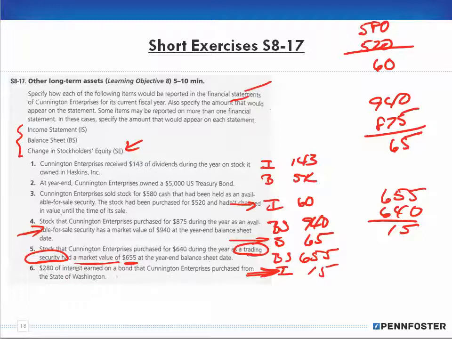Number 6, $280 of interest earned on a bond that Cunningham Enterprises purchased from the state of Washington. So that's interest earned, which just shows up on the income statement, and that's for $280. Okay, all right, so that's it.